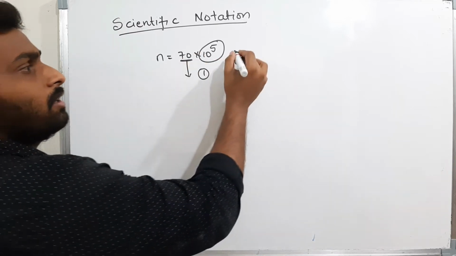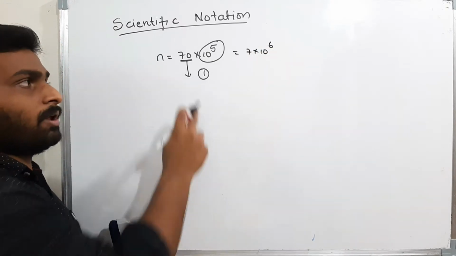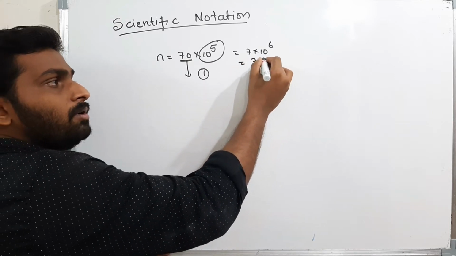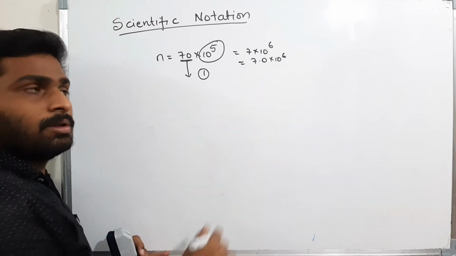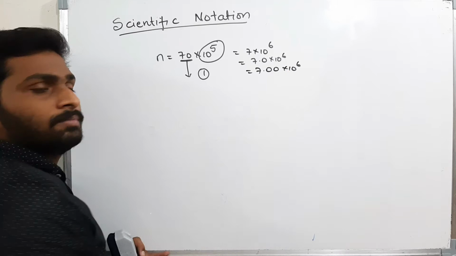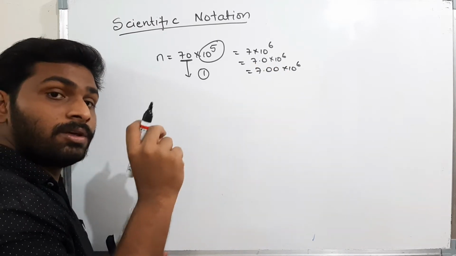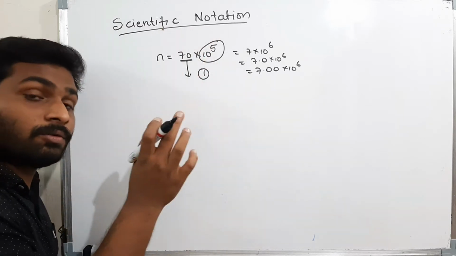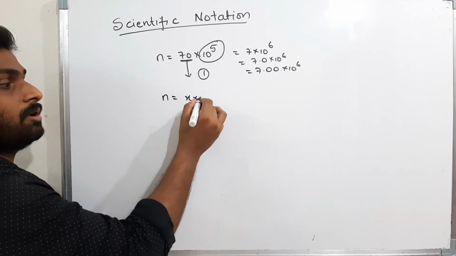But why can't I write this as 7 into 10 power 6? Even I can write this as 7.0 into 10 power 6. I can write this as 7.00 into 10 power 6 also. Why can't I write like this? There is a particular notation to write these numbers, and that is nothing but scientific notation. There is a particular way to write these numbers, that is N is equal to x into 10 power n.